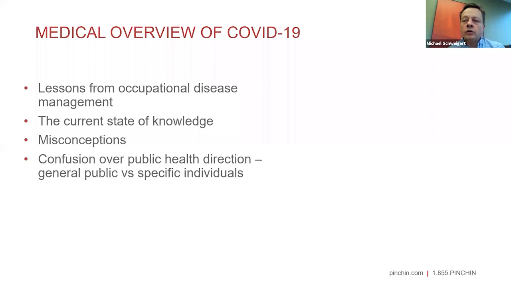So what I'd like to do is highlight my experience with regards to the lessons we've learned from dealing with this occupational aspect of an otherwise community acquired illness, the current state of what we know about the pandemic, as well as some misconceptions, and really talk about the difference between public health direction for the general public versus specific individuals.